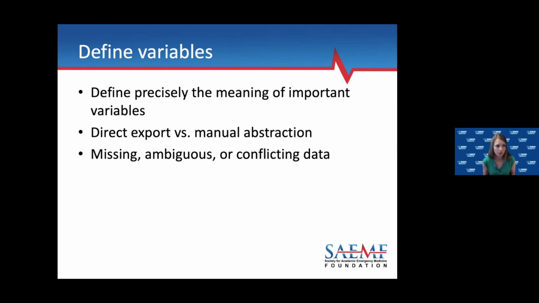The other time where you may want to consider manual abstraction is when the data that you're trying to abstract requires some synthesis or interpretation from a reviewer. For example, if you're trying to figure out the rationale for ordering a test or the circumstances surrounding an event, that is something that's typically going to require manual chart review, having a person read multiple notes and put that information together to get the data you need.